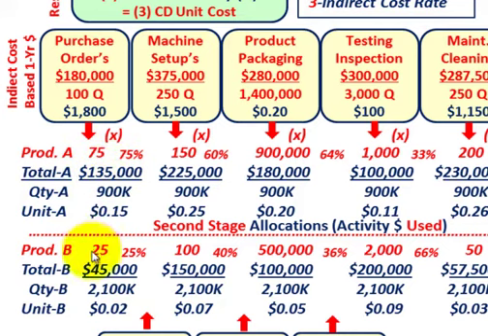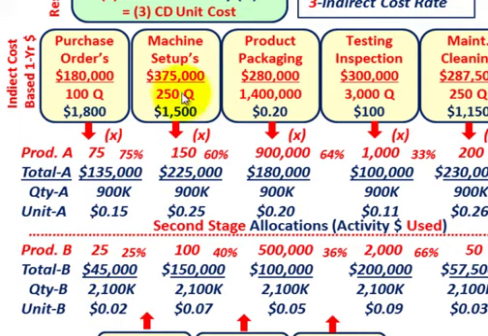Now product B gets the remainder. Of the 100, product B gets 25, the remaining 25 being allocated for producing product B, and again that would be a 25% allocation base if you want to look at it that way. So our total for product B, 25 times the $1,800 per purchase order, gives us $45,000 allocated to product B. And we have a quantity of B of 2.1 million. So its unit cost for those purchase orders is going to be 2 cents a piece.